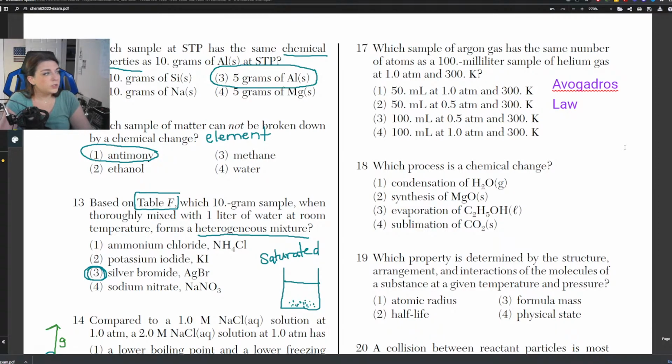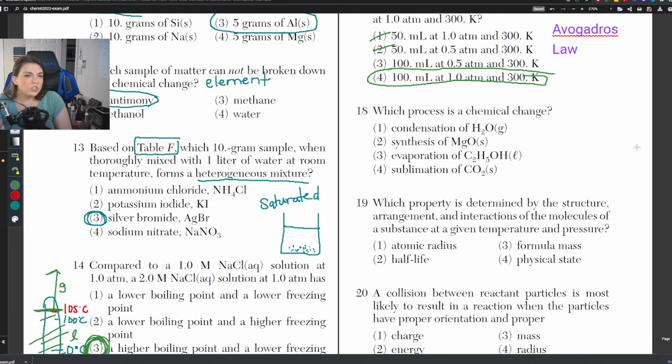Little hydrogen molecules in the gas phase, in a non-reacting situation, are going to behave exactly the same way as carbon dioxide molecules, and they're going to act the same way as helium atoms, so long as they're not undergoing a chemical reaction. Because if it's the same, then it's the same. So we are looking for a 100 milliliter sample at 1 atmosphere of pressure and 300 Kelvin, because if it's the same, then it's the same.